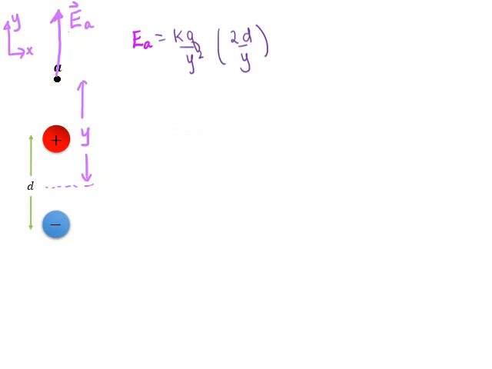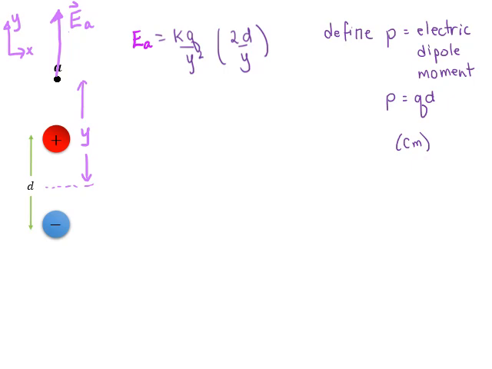So in writing our final electric field vector, I'm going to introduce a new quantity called the electric dipole moment. So we define P as the electric dipole moment. And P has a magnitude of charge, Q, times distance between them. So the units are coulombs times meters. So that's the magnitude of electric dipole moment. Electric dipole moment is a vector, and the direction is from the negative charge towards the positive.